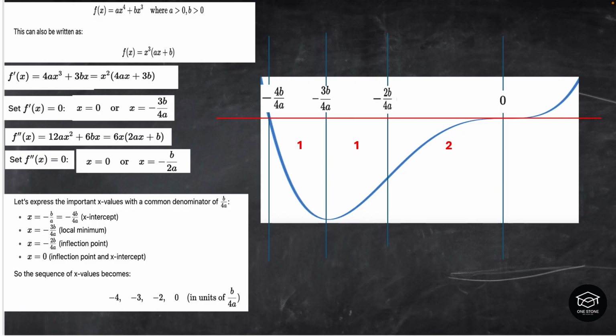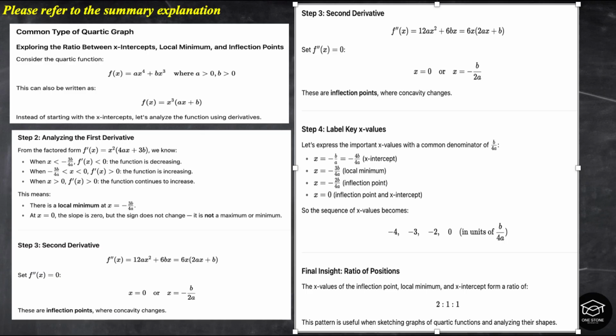What's important is that this pattern stays the same even if the signs of a and b are reversed. This type of spacing and symmetry is common in quartic functions and is useful when sketching graphs or solving calculus problems, especially on tests like the SAT or in advanced high school math.